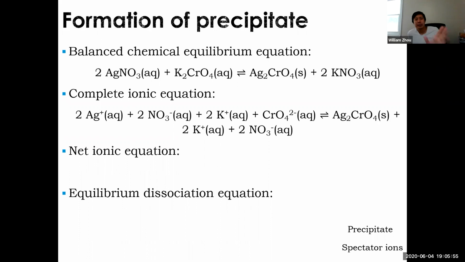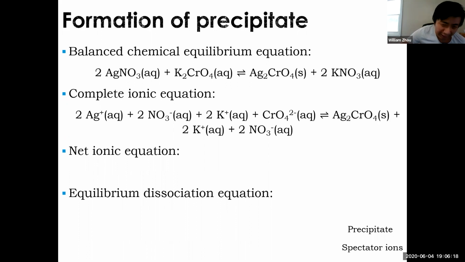in water. You do the same thing for the products. The potassium nitrate, there's 2 of them, so you split into 2 potassiums and 2 nitrates, but the silver chromate is a solid. If you are solid, you're trapped in a crystal, you don't dissociate. That's why you are solid. So you keep it as it is. You don't split that up.